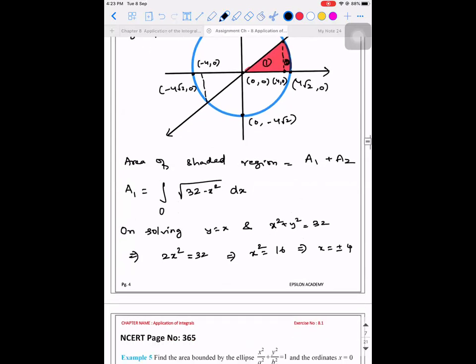Now tell me what limit should I take for A1? 0 to 4. Yes, 0 to 4, it is of the form root of a square minus x square. Integral of a to b, root of a square minus x square. Apply the formula and solve for it.